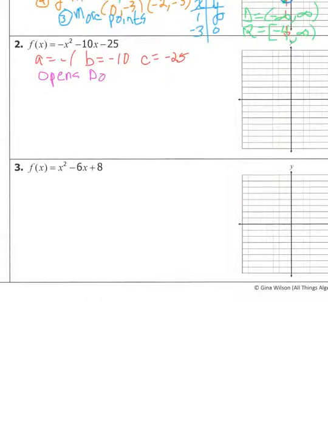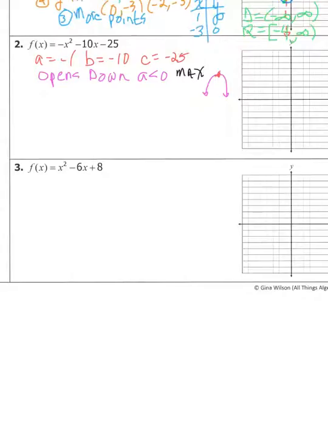Now I know that this graph opens down. It opens down because A is less than 0, because A is -1. And since it opens down, it's going to go in this direction. Which means my vertex would be right here. So then that means that I would have a maximum value. I'd have to find my vertex to find that maximum value.